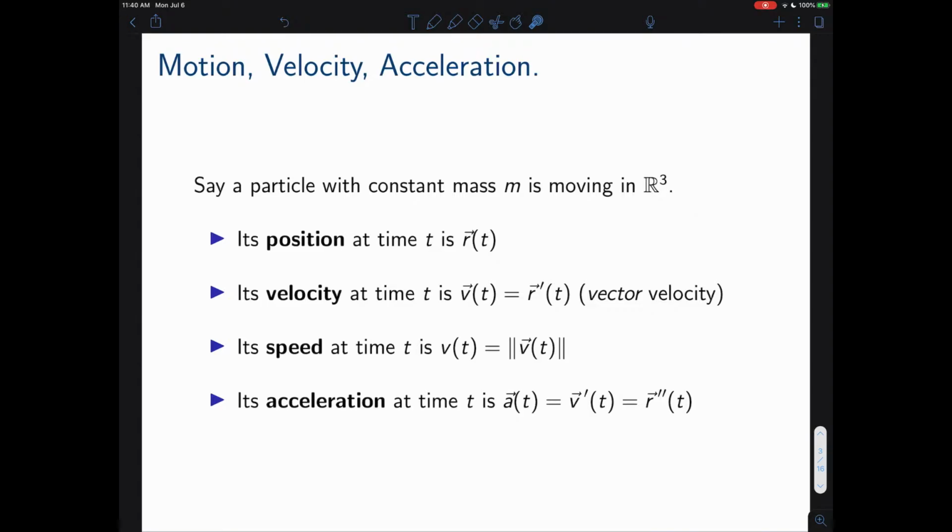Finally, the acceleration at time t is how fast the velocity is changing, or the rate of change of the velocity. Or to be more precise, it's just the derivative of the velocity. Now, this is a vector function because position is a vector function, so its derivative, velocity, is a vector function. And the fact that velocity is a vector function means that its derivative, the acceleration, also is a vector function. So this is keeping track of the amount of acceleration, the rate of acceleration, as well as the direction of acceleration.